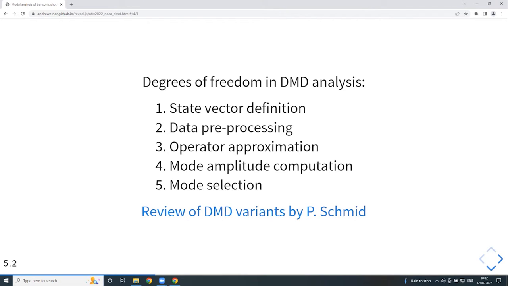So I'm not looking at variants that are mainly developed for increasing the accuracy of the model, in terms of reconstruction accuracy. If you want to get a more comprehensive overview of all the different DMD methods, you can have a look at this review paper by Peter Schmid, who is also the person who originally developed DMD.